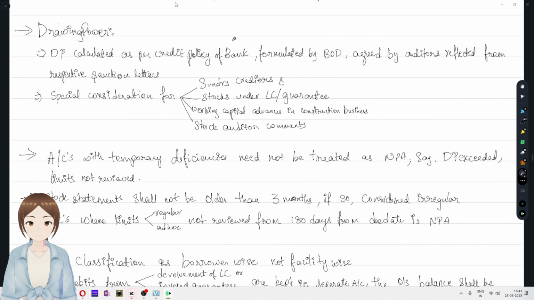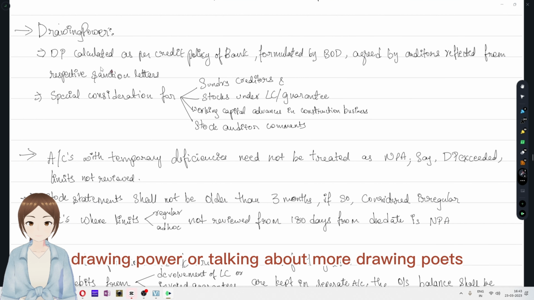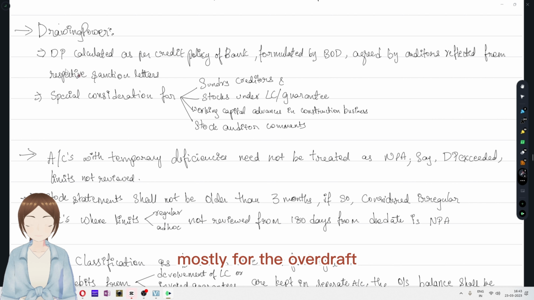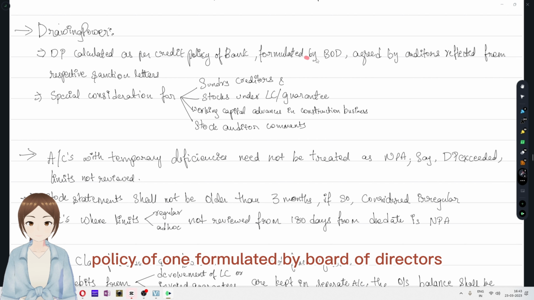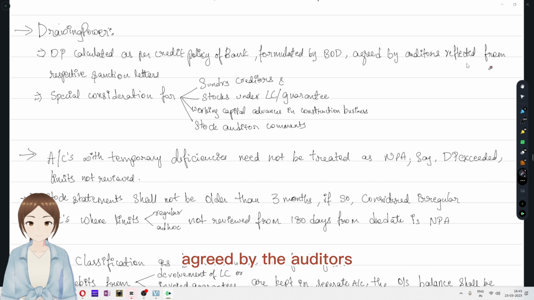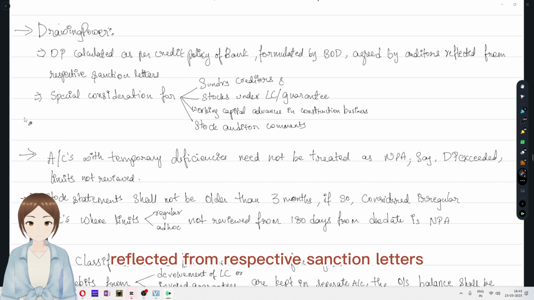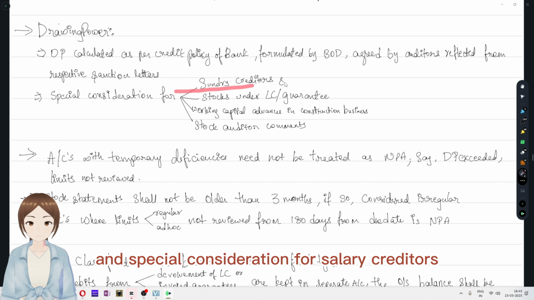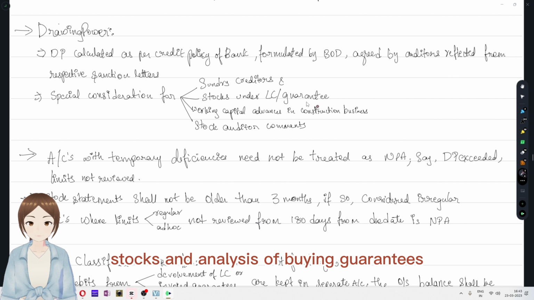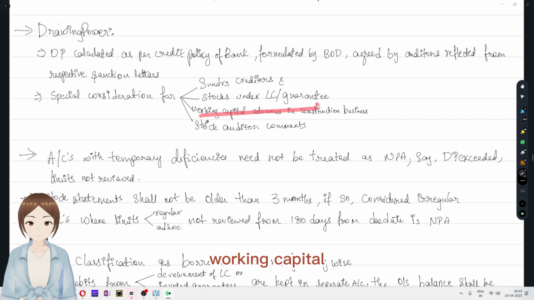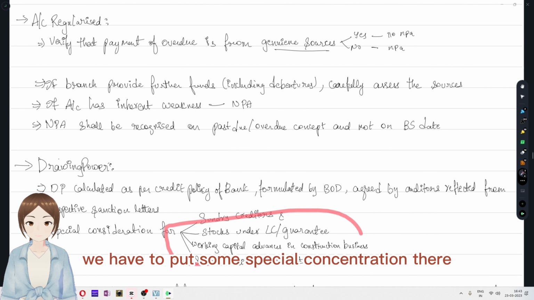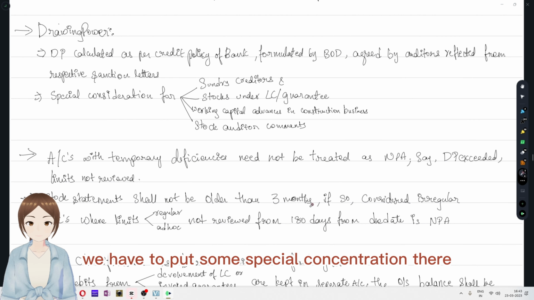Okay. Drawing power: it's mostly for the overdraft accounts. Drawing power is calculated as per the credit policy of the bank, formulated by the board of directors, agreed by the auditors, and reflected in the respective sanction letters. And special consideration for sundry creditors, stocks under LCs or bank guarantees, working capital advances in construction business, and stock auditor comments. These are all the areas where we have to put some special concentration.